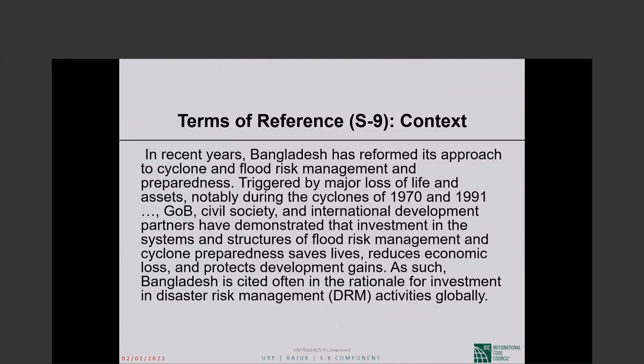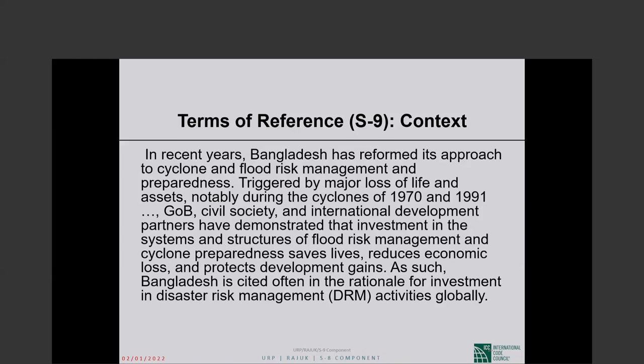Building code enforcement project that we are doing for the World Bank. This is from the terms of reference of that project. And I thought that this is kind of relevant to our discussion today. In recent years, Bangladesh has reformed its approach to cyclone and flood risk management and preparedness, triggered by major loss of life and assets, notably during the cyclones of 1970 and 1991.